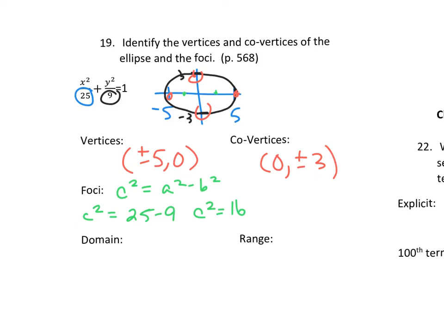So c equals 4. Keep in mind that your horizontal axis is the major axis, so your foci will be on the x-axis, which will make the foci have ordered pairs plus or minus 4, 0.